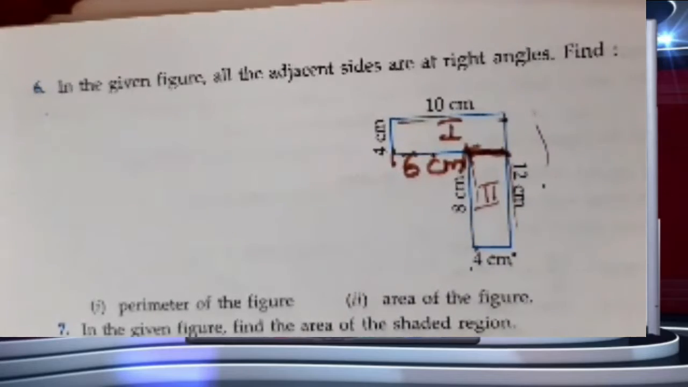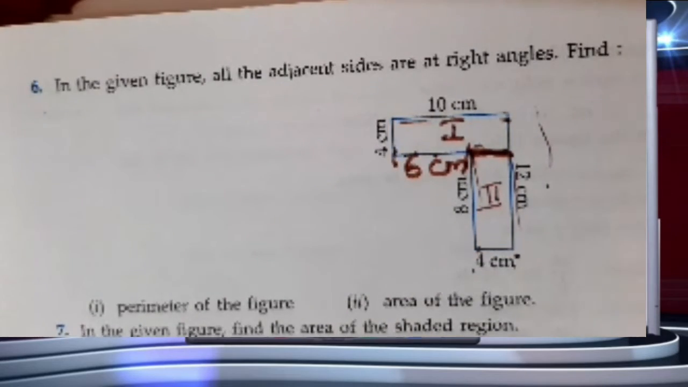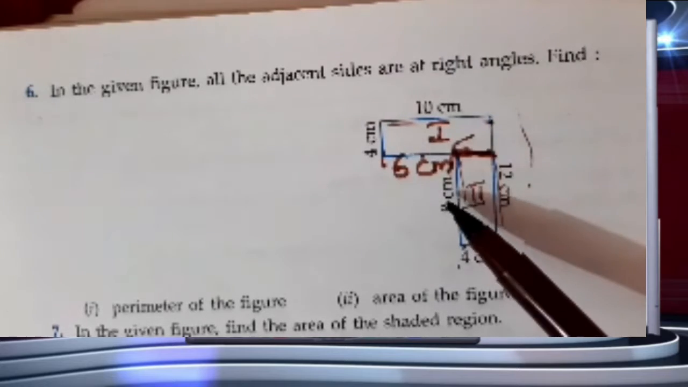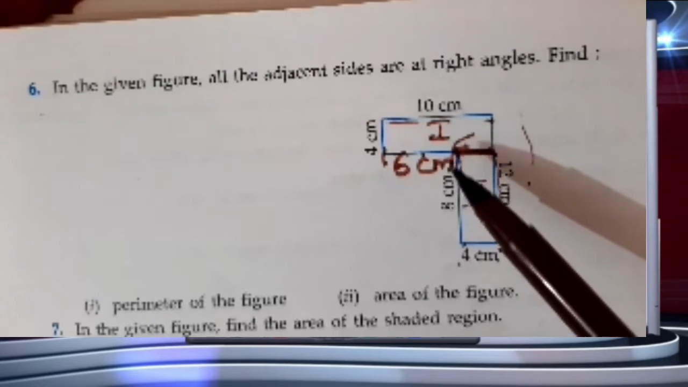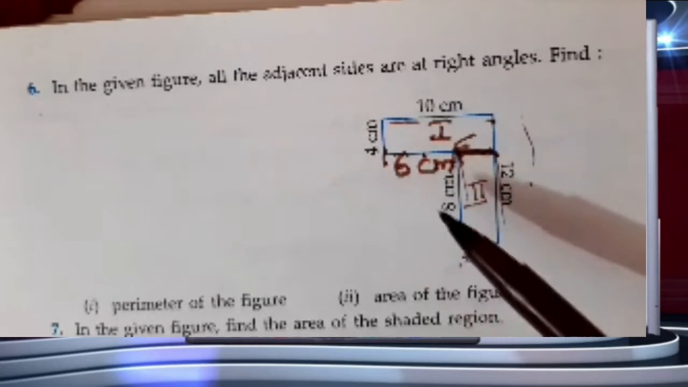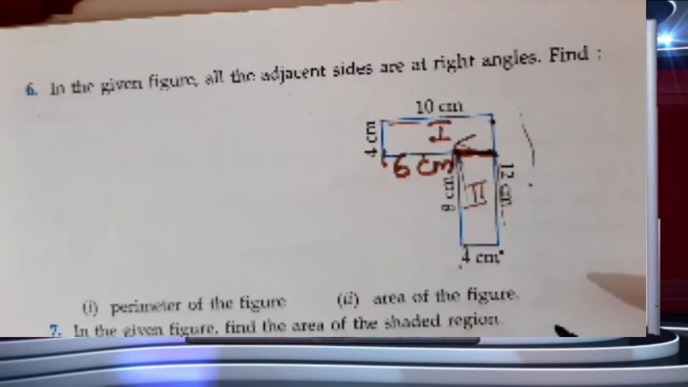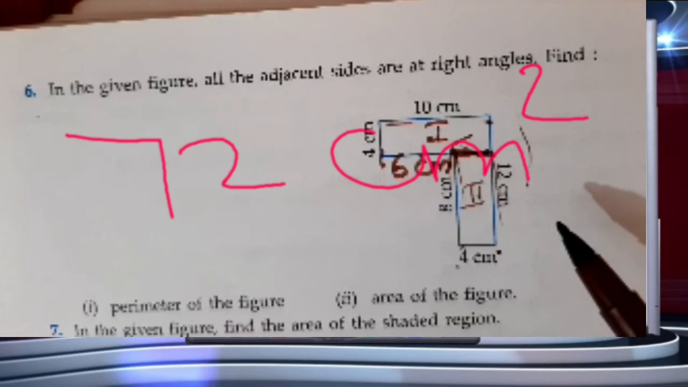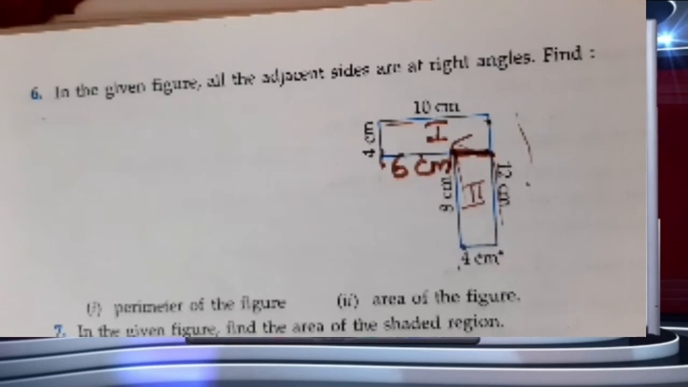Now you will add up 40 plus 32. To find out the area of figure, you will add up the area of both the rectangles. So first one is 40 and second one is 32. So area of the whole figure will be 72 square centimeter. You can write square centimeter or centimeter square.